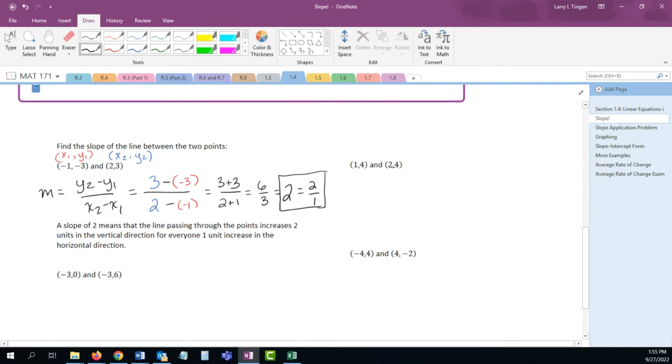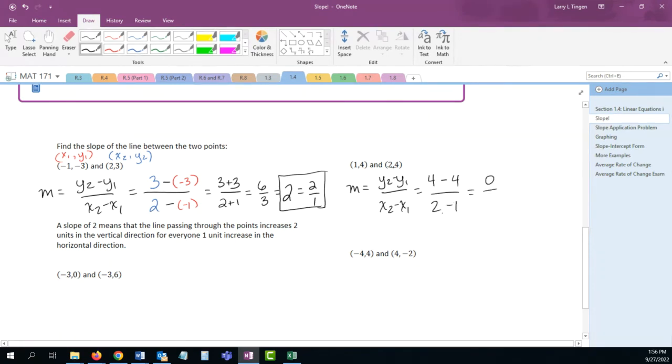Anytime you get an integer for the slope, just always remember that that is itself over 1. All right, so what about the next problem? Change in y over change in x for these 2 points, x2 minus x1. Again, it's just easier for me to always let my second point be the x2, y2. My first point is the x1, y1. So I got 4 minus 4 over 2 minus 1.